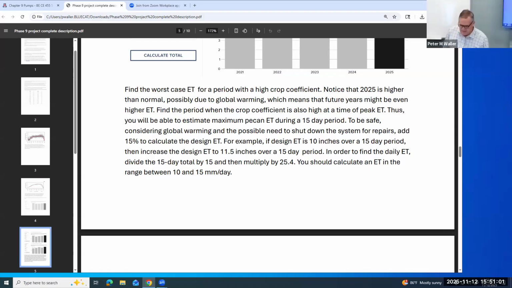So for example, if the design ET is 10 inches over a 15-day period, which it isn't, I'm just using it as an example, you'd want to have a design ET of 11.5 inches over the 15-day period. And then in order to find the daily ET, you divide the 15-day total by 15 and multiply by 25.4. So you'll have to go ahead and do that, but it'll be somewhere in the range of 10 to 15 millimeters per day. Any questions?